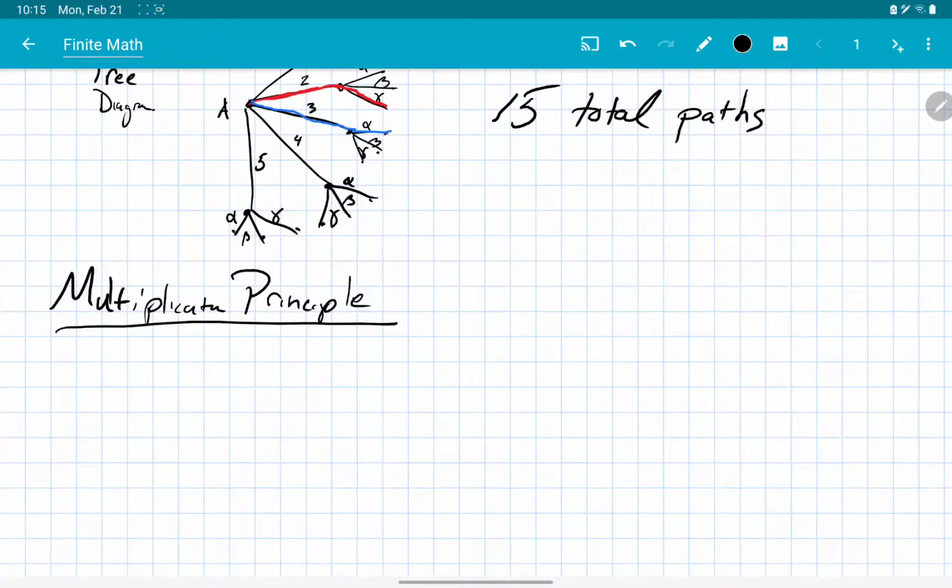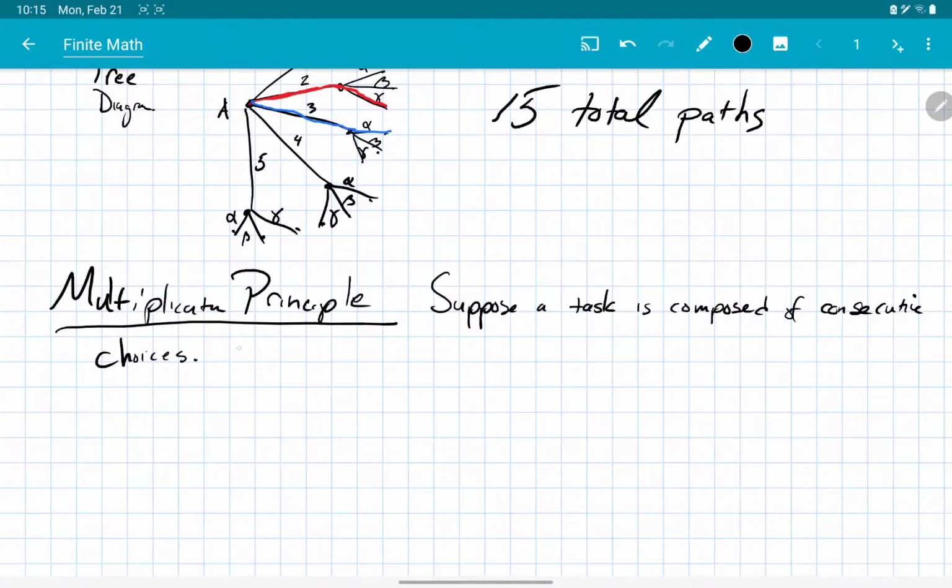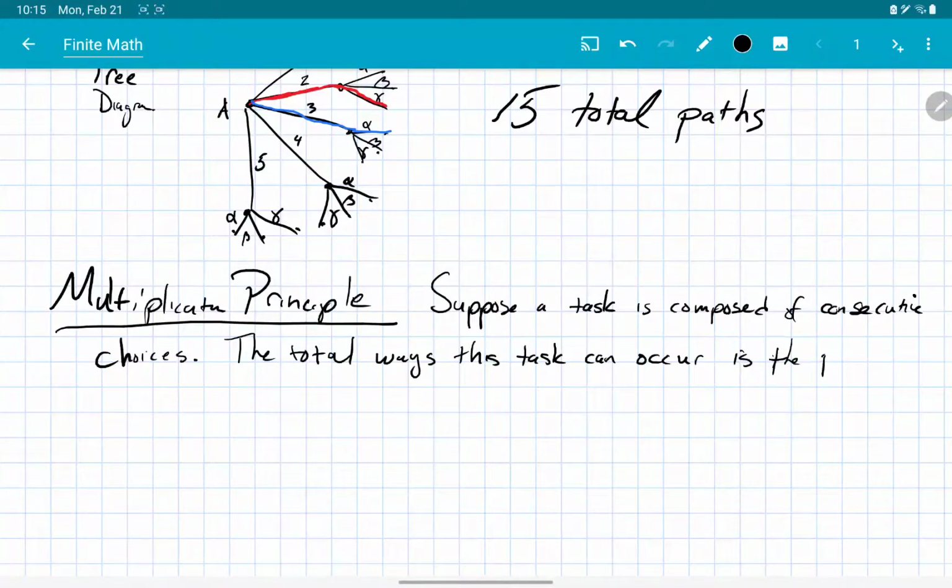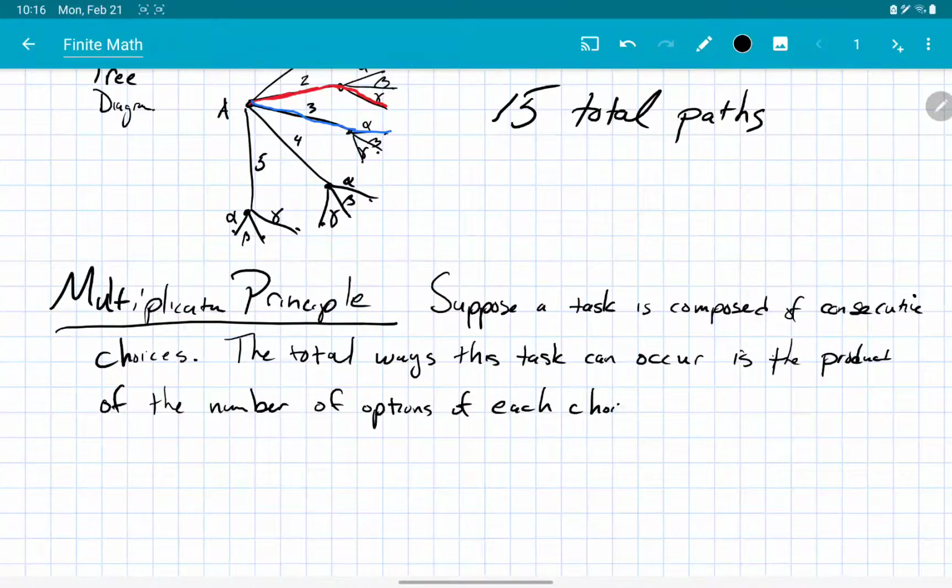It says the following. Suppose a task is composed of consecutive choices. The total ways this task can occur is the product of the number of options of each choice.